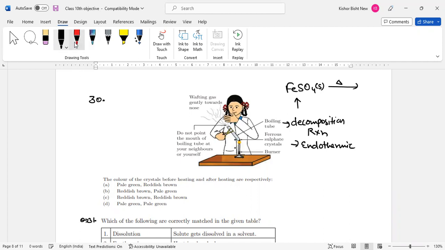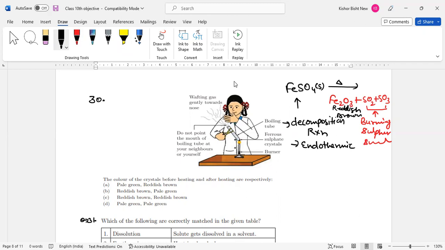Before reading the question, I understand two things, because we do not point the mouth of the boiling tube. So we are heating, and this is a decomposition reaction. Second thing, this is endothermic. If you remember, what will be the product? This becomes Fe2O3 plus SO2 plus SO3. And please remember, SO2 and SO3 give the burning sulfur smell. And if you remember, Fe2O3 is reddish brown color.